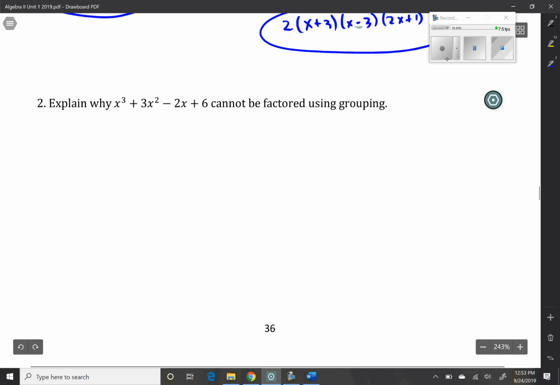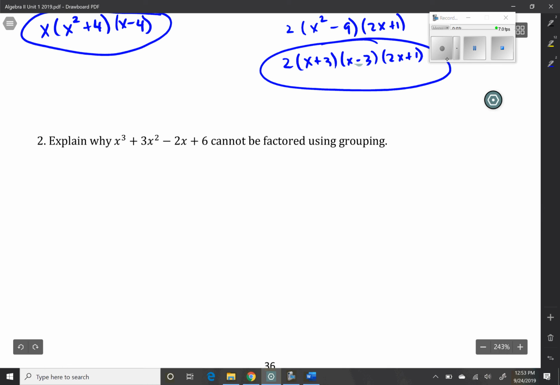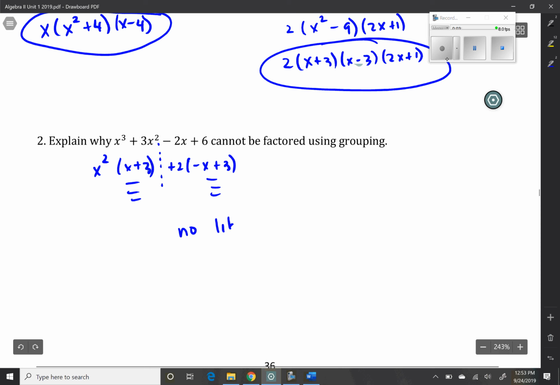Number 2 says, explain why this can't be factored using grouping. So let's try and group it. x squared, leaving me with x plus 3, plus 2x, or 2, would leave me with negative x plus 3. So the reason why is that these are not like terms. So we have no like terms, or GCF, whatever you want to call it, same thing.